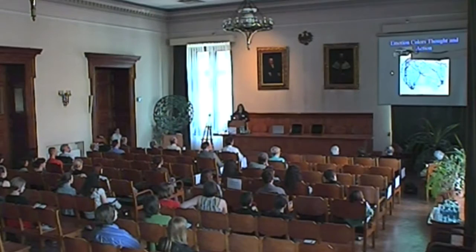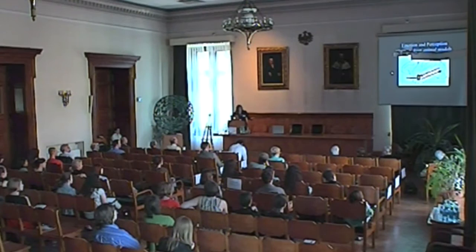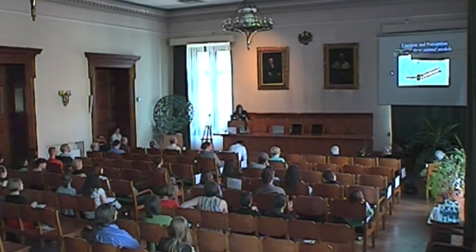So this is a monkey brain, and David Amaral has done some beautiful studies looking at the connectivity of the amygdala with visual cortical regions. What he's shown is that you get information to the amygdala from all parts of the ventral visual stream, and that the amygdala also has connectivity reaching back to different regions of the ventral visual stream, including early visual cortex.